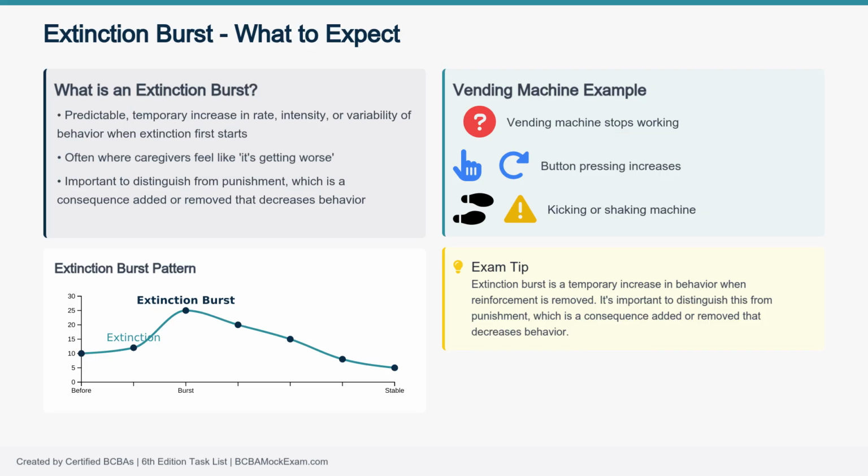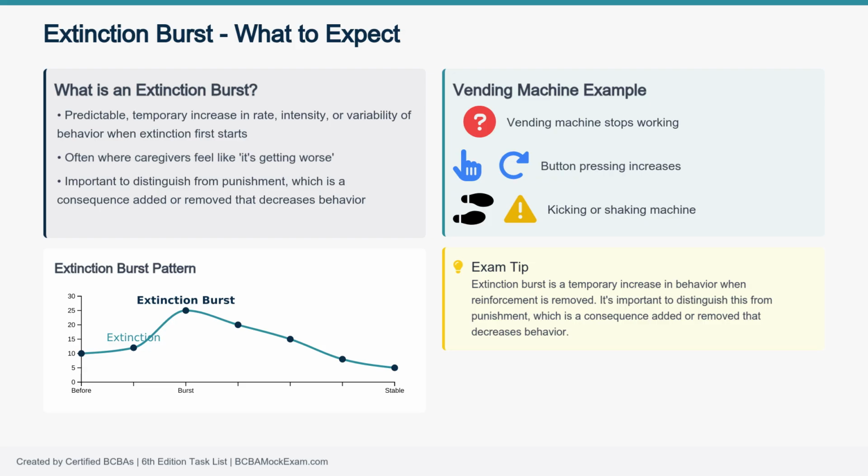This slide prepares you for the extinction burst, which is both clinically important and a favorite exam topic. When you first put a behavior on extinction, you often see a predictable, temporary increase in rate, intensity, or variability of that behavior. The individual pushes harder on the vending machine before giving up. That might look like louder tantrums, more insistent requests, or more creative forms of the same response. Caregivers often interpret this as "it's getting worse," but behaviorally, it's a normal part of contacting the new contingency.